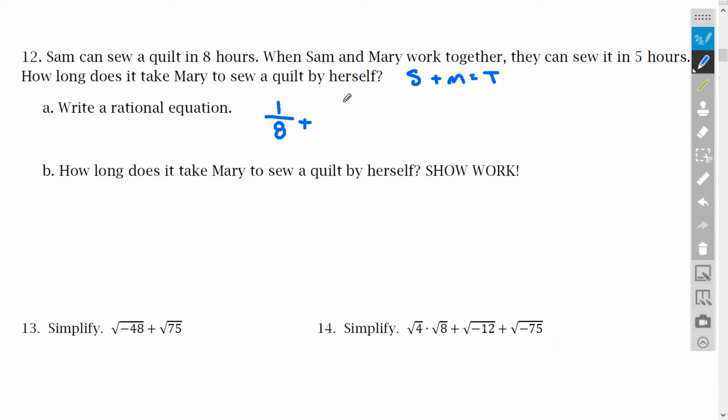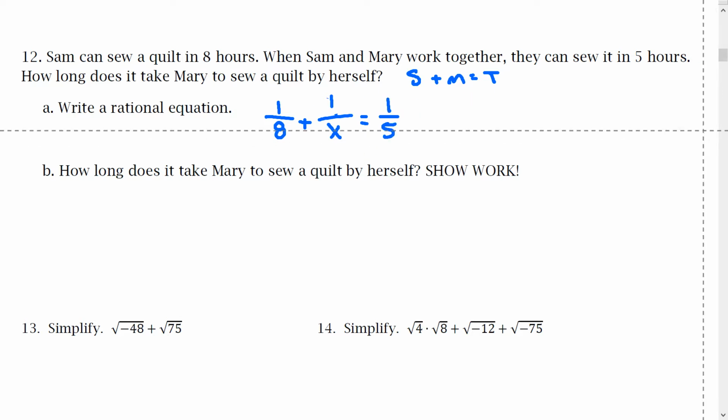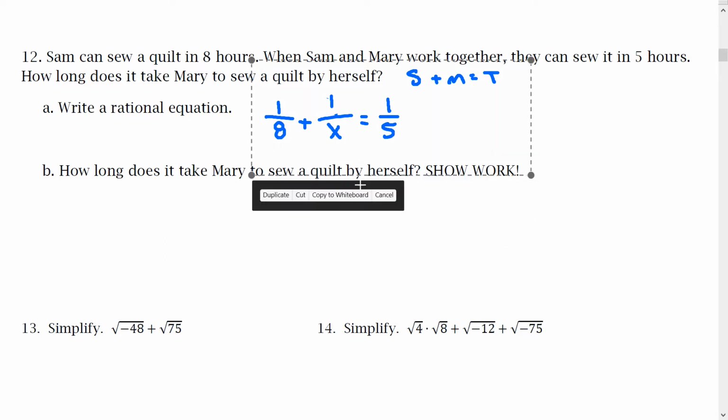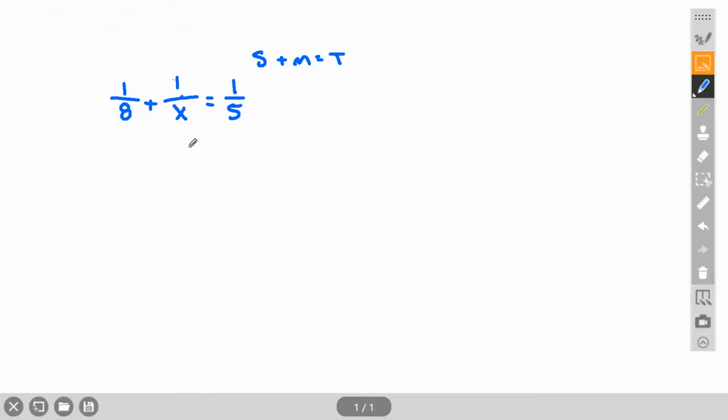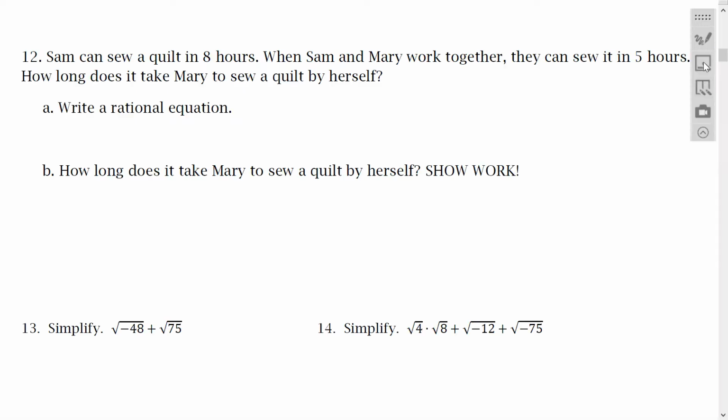Mary's rate we don't actually know, so we'll just say she can sew 1 quilt, but we don't know how long it takes her to sew a quilt, so we'll say in x hours. However, we know that together they can sew 1 quilt in 5 hours. So if I can solve this equation, then I can see how long it takes Mary to sew a quilt by herself.